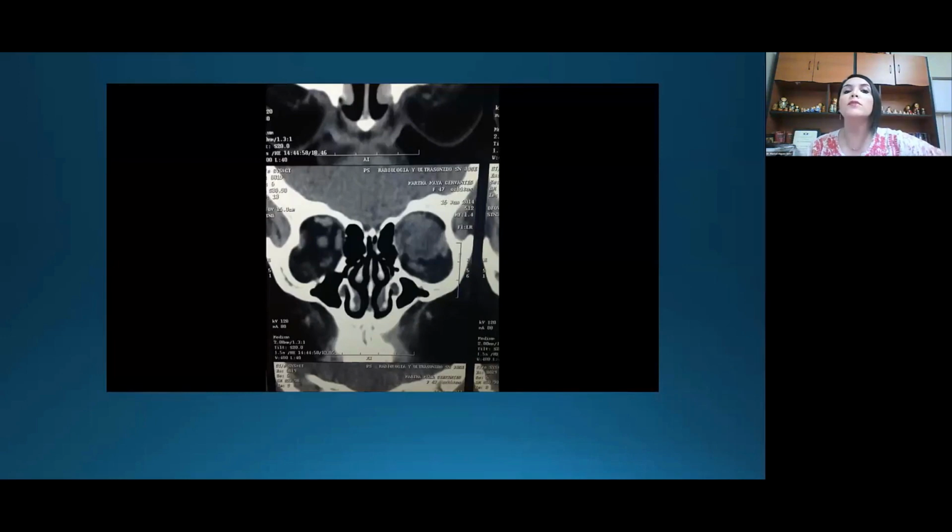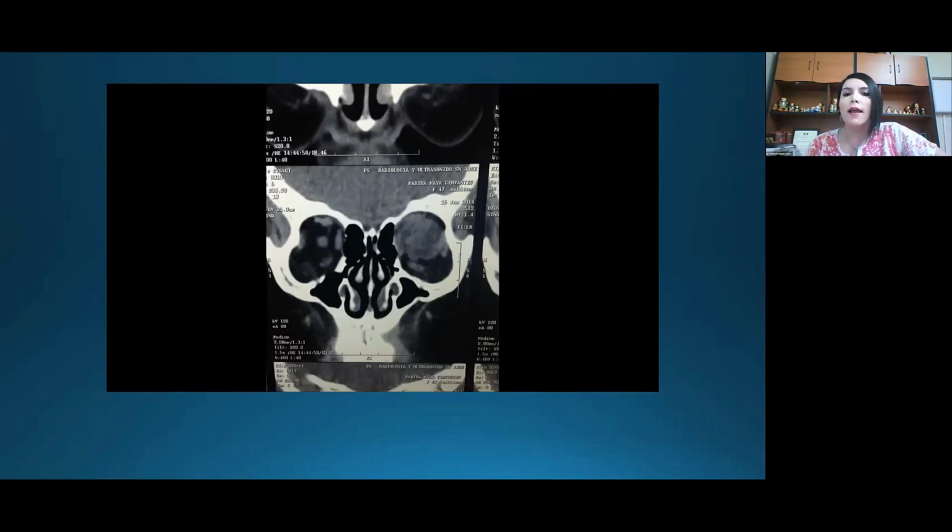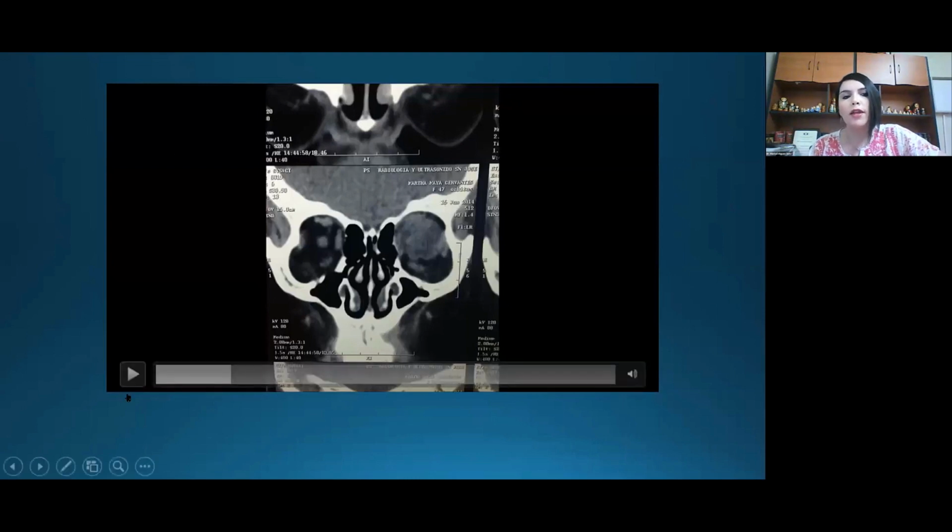In another coronal projection, we can see that the mass is almost near to the apex, the orbital apex, inside the cone, surrounded by the muscles. So we have to be very careful. And I insist, even if you see these kind of tumors that are big, that are difficult approaches, that is difficult to get inside, don't be afraid, just follow the protocol and always try to do the simple thing.